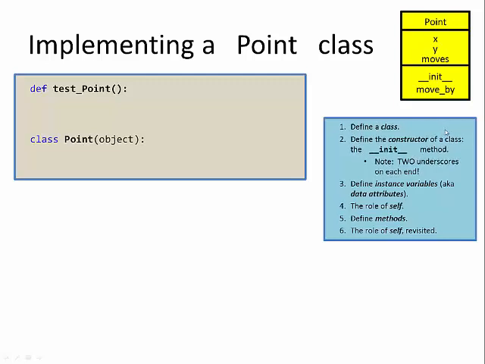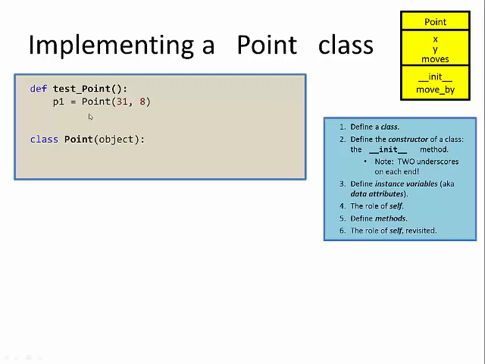Now let's talk about what's called the constructor of a class. It's the underscore, underscore, init, underscore, underscore method. Note that there are 2 underscores at each end. A common mistake in the exercises that you'll do following this is to leave out one of those underscores, in which case Python is confused.